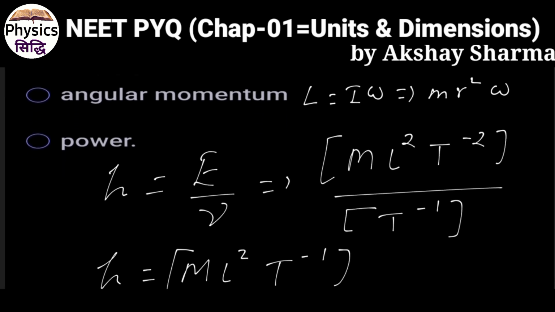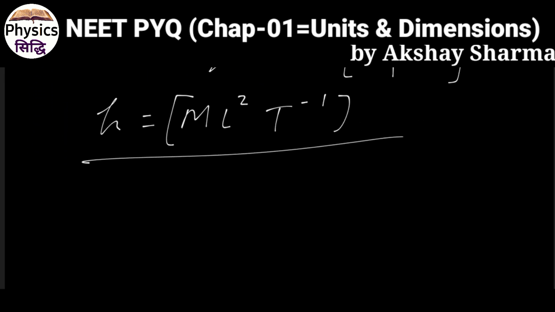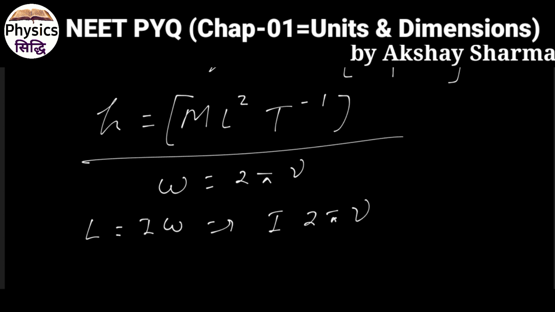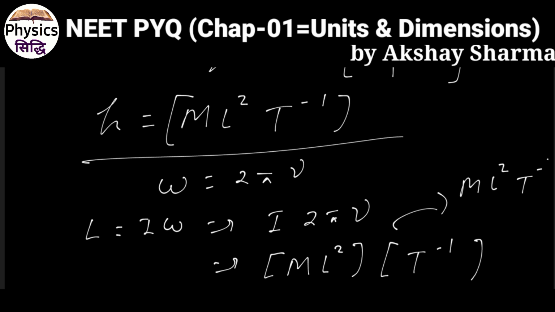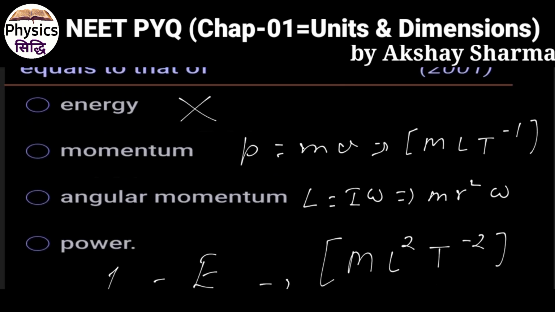Omega is angular frequency, and omega is equal to 2 pi nu. Now let's solve it. L is equal to I omega, which means L is equal to I into 2 pi nu. I is m r squared, so it becomes M L squared T to the power minus 1. So Planck constant has the dimension of angular momentum.